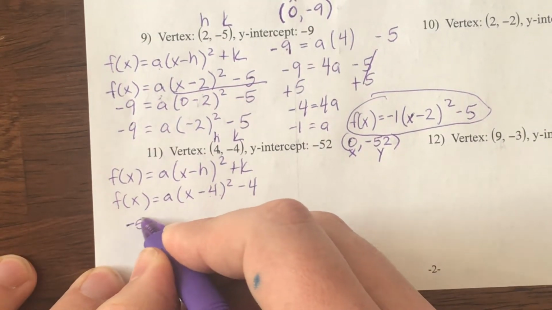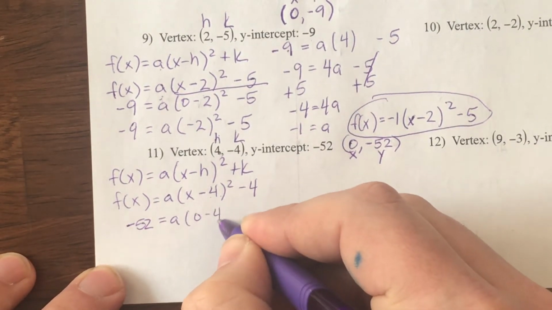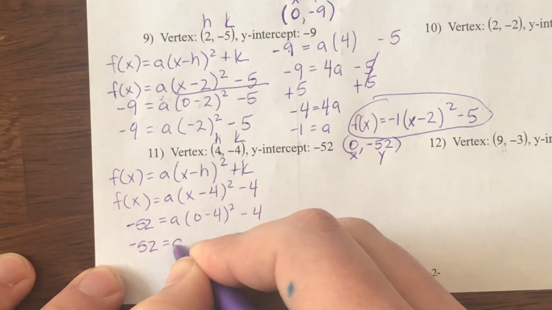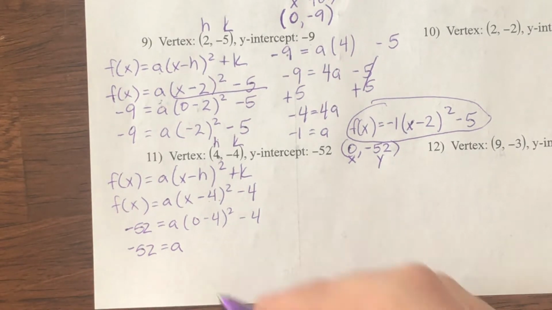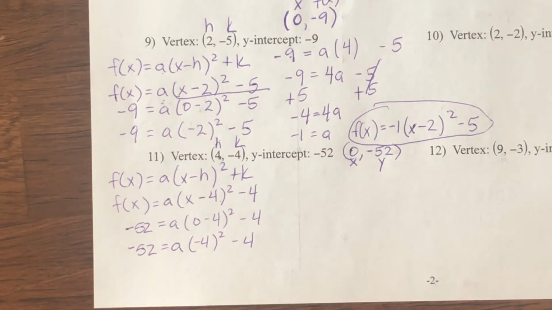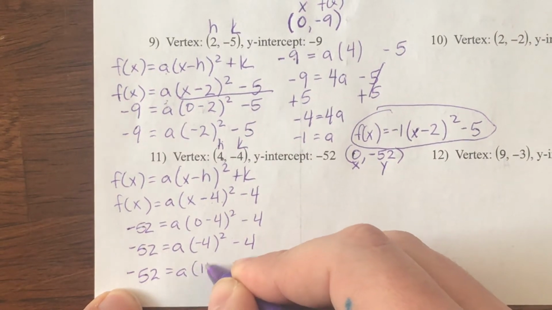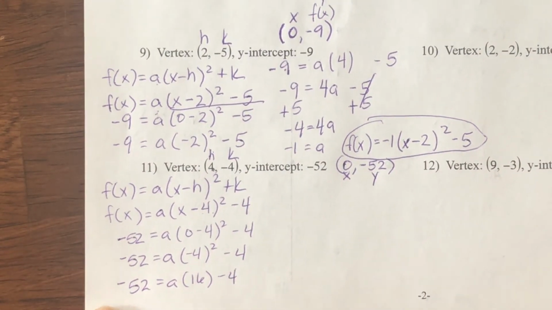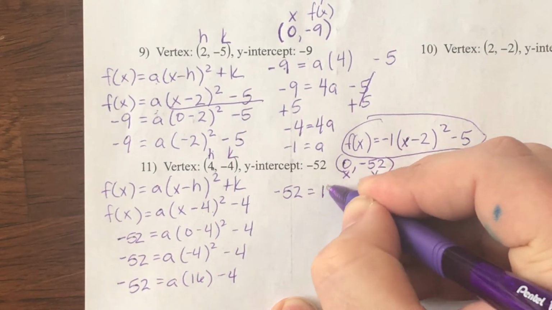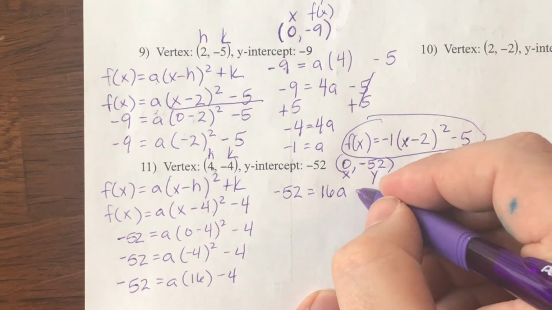So y is negative 52. a is what we're looking for. x is 0 minus 4 squared minus 4. So negative 52 equals a times (0 minus 4), which is negative 4, squared minus 4. That takes us to negative 52 equals a times 16 minus 4. Now if we rewrite that, negative 52 equals 16a minus 4.